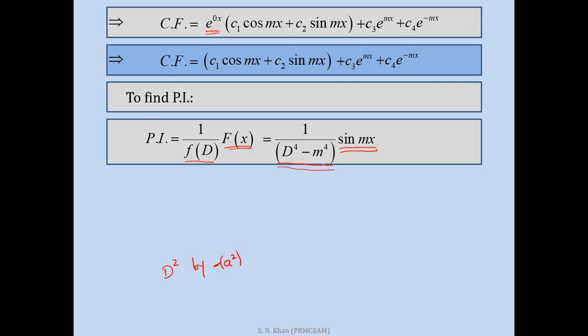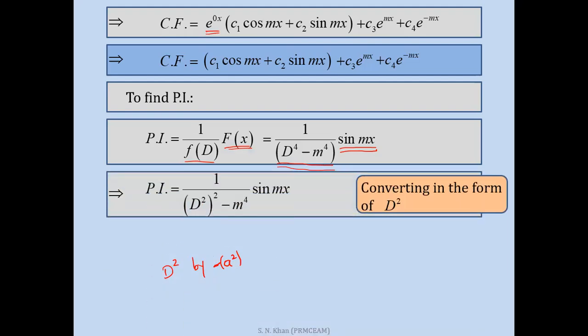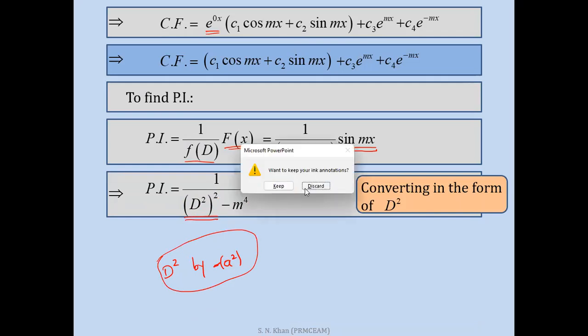So what will we do? We will write it in the form of D square, as 1 upon D square whole square. D to the power 4, we have written again in the format of D square. We can write it as D square whole square minus m to the power 4 as it is. And why have we written it in the form of D square? Because by using case number 2, we have to replace D square by minus a square. Okay, now we got the term of D square here.